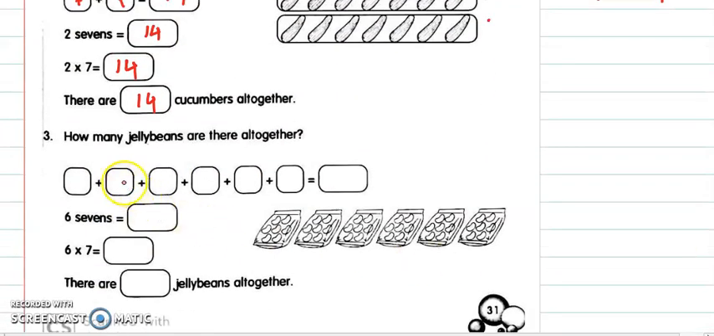And then next, here we have how many jelly beans are there altogether. You can see here 1, 2, 3, 4, 5, 6. There are 6 groups, and each group has 7 in it. So I will write 7, 7, 7, 7, 7, and another 7. So it will give 42. Or there is another way to say that: these are 6 sevens. 6 sevens mean 42, or 6 times 7 means 42. So there are 42 altogether.